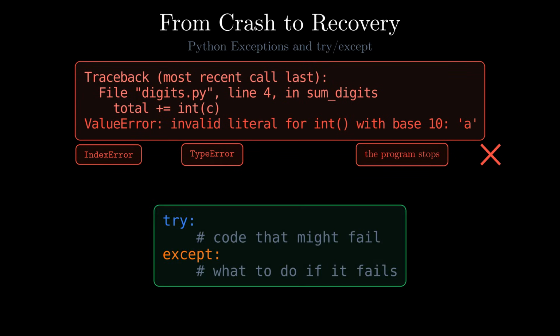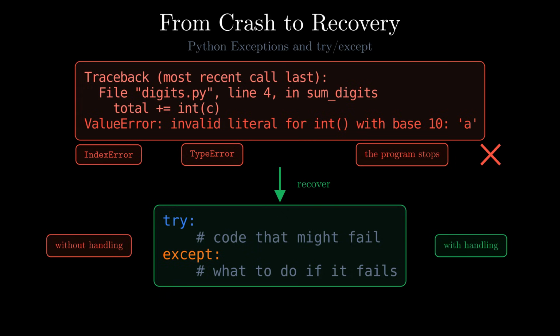Python offers another option. With two keywords, try and except, you can catch an error the moment it happens, respond to it, and keep the program running. We will build the same function twice. First without exception handling, then with it, and watch a crash turn into a graceful recovery.